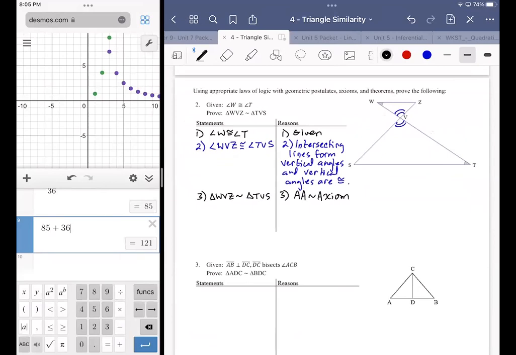So, logic being the second word of the day. Word of the day number 2, logic.